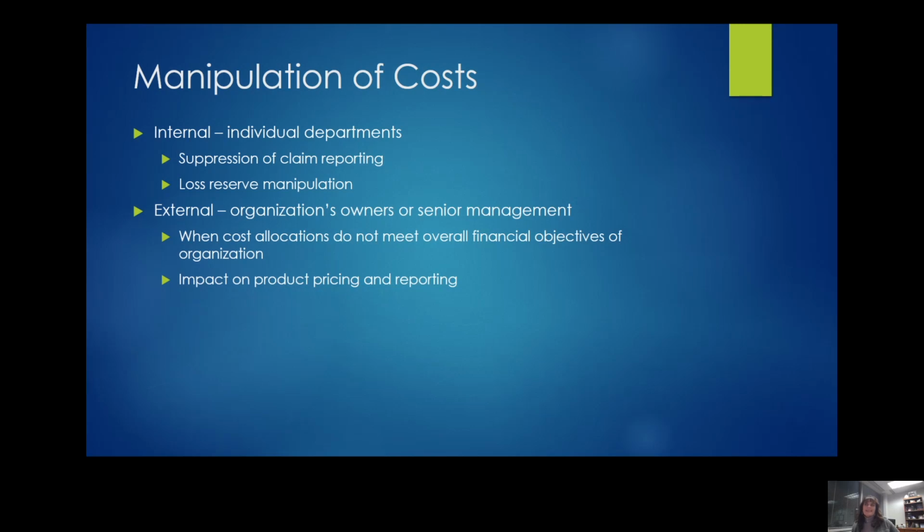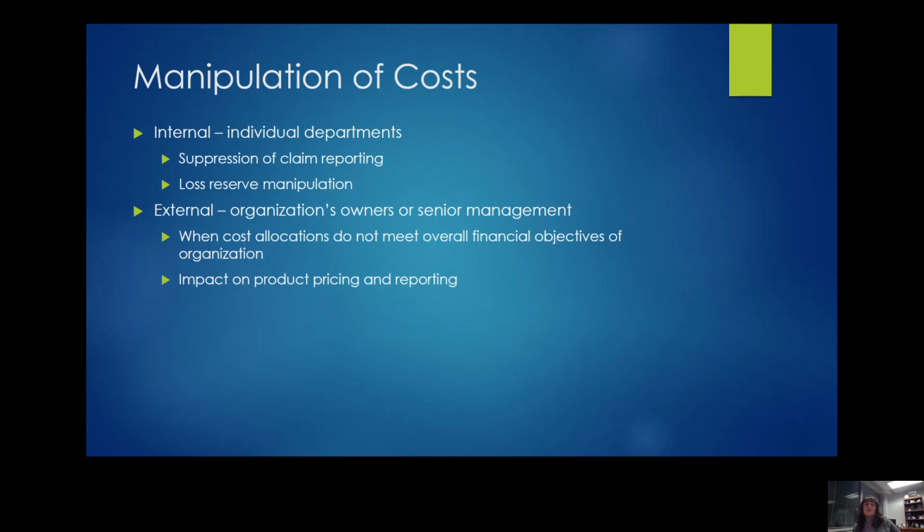There's also potential for external manipulation of costs, where either stockholders, organizational owners, or senior managers have an incentive, maybe their compensation is based on the financial well-being of the organization, if they perform well, whatever their earnings were for the quarter. So if there's any kind of correlation, they have a reason to manipulate the bottom line, you need to be really cautious about how costs are managed from a risk management side of things.